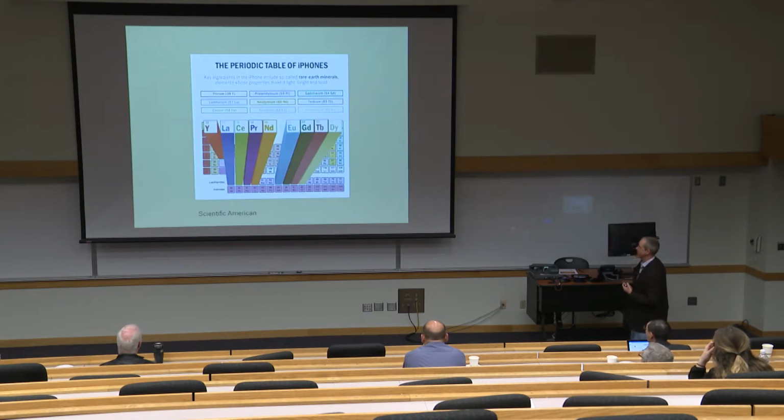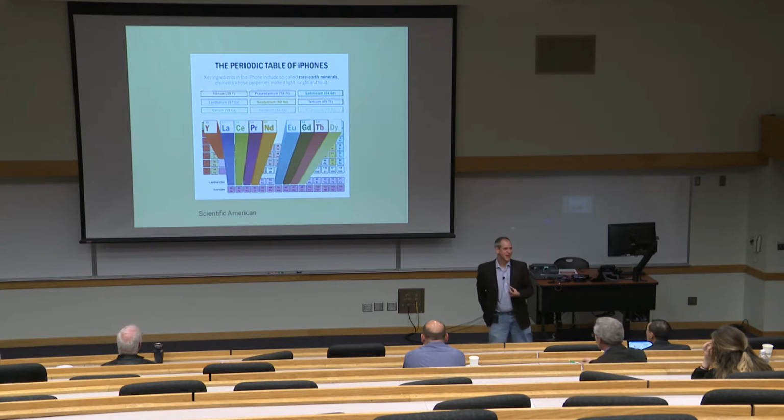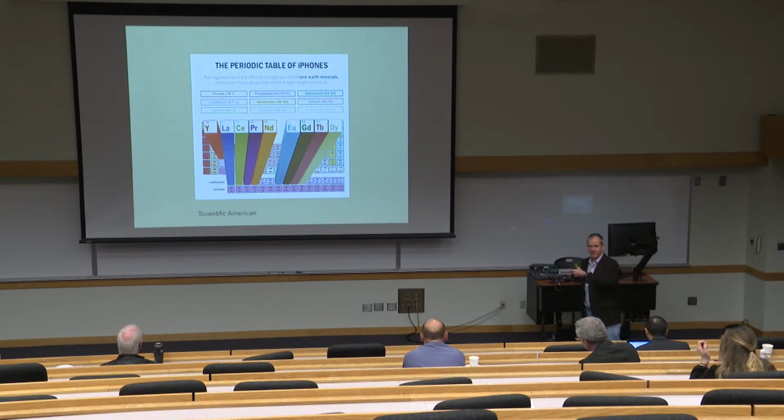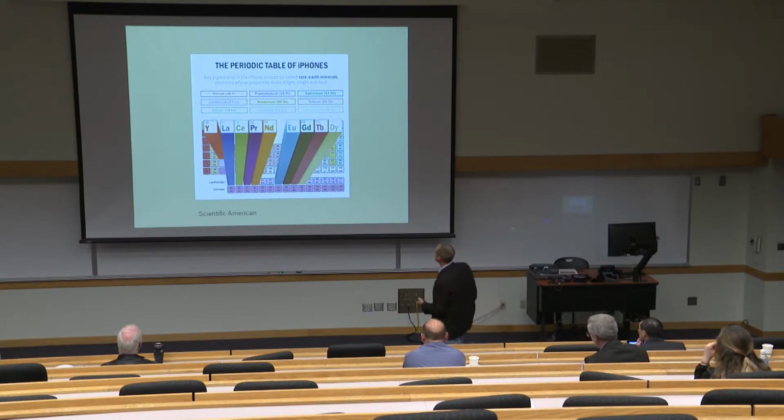Scientific American helped us out by making a periodic table of the elements of the iPhone, which is an interesting infographic, an interesting way to remind us of that basic rule of geography: everything happens somewhere, and everywhere is a place. So just because you have your iPhone and you feel connected and that it doesn't have any environmental impact, well, it comes from somewhere. I won't even try to pronounce some of these rare materials. Yttrium, praseodymium, gadolinium, terbium, etc.